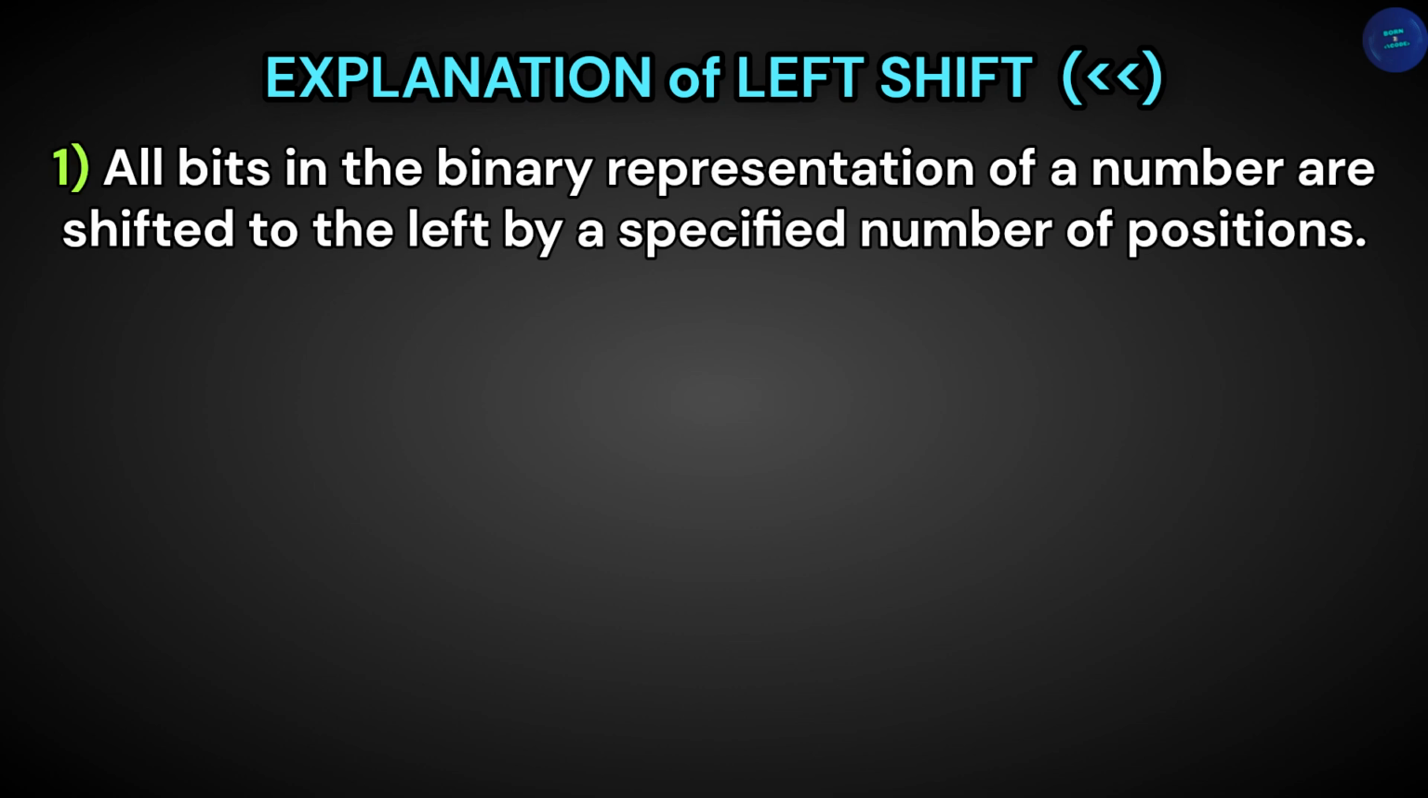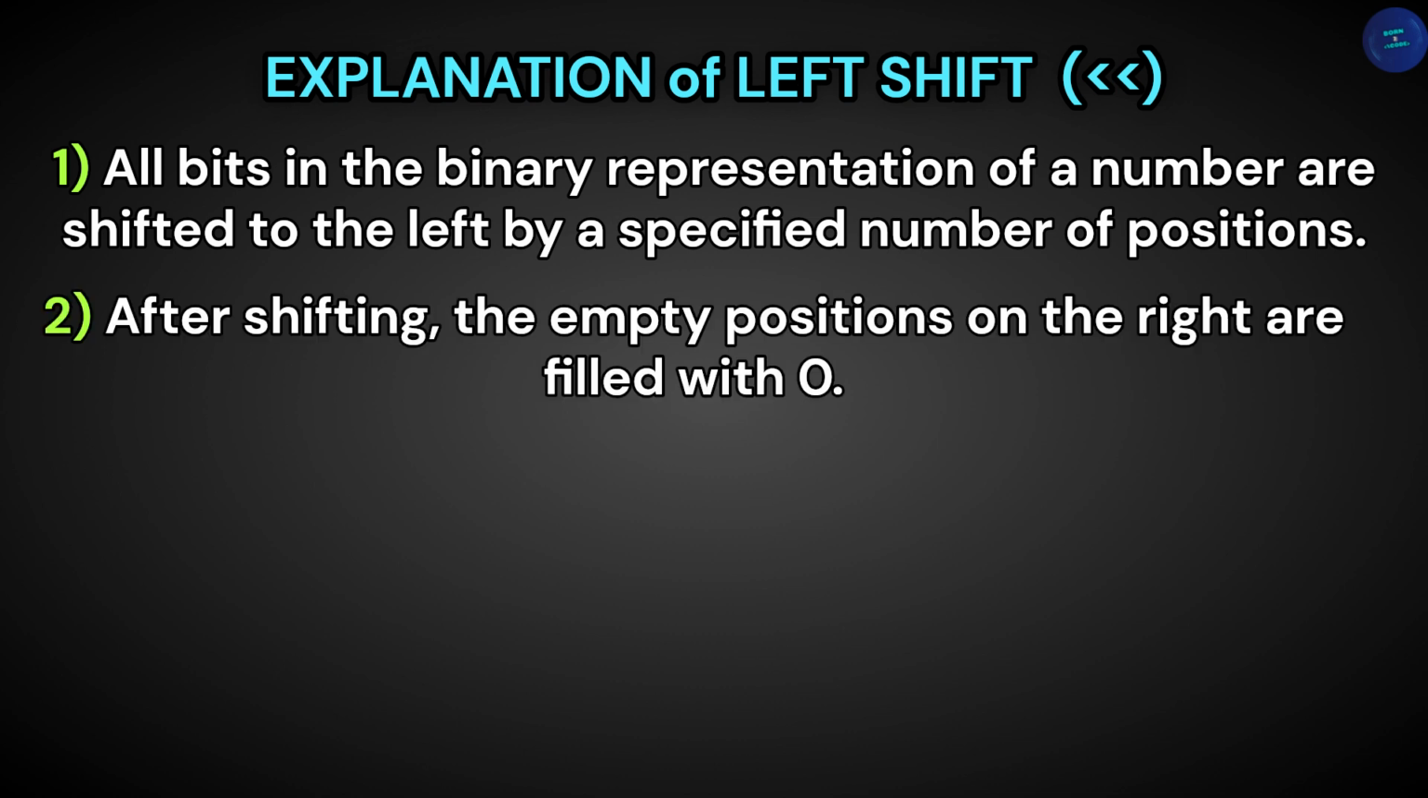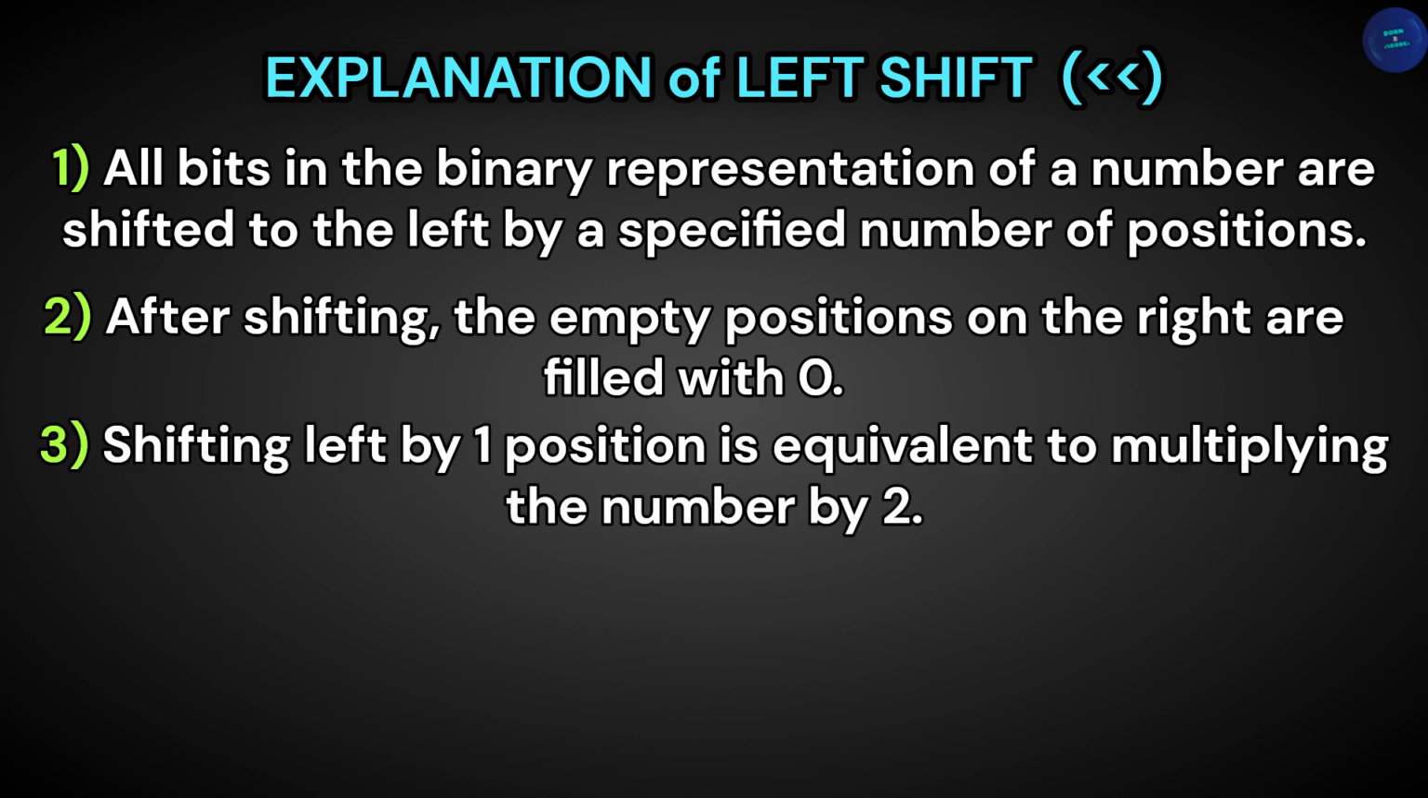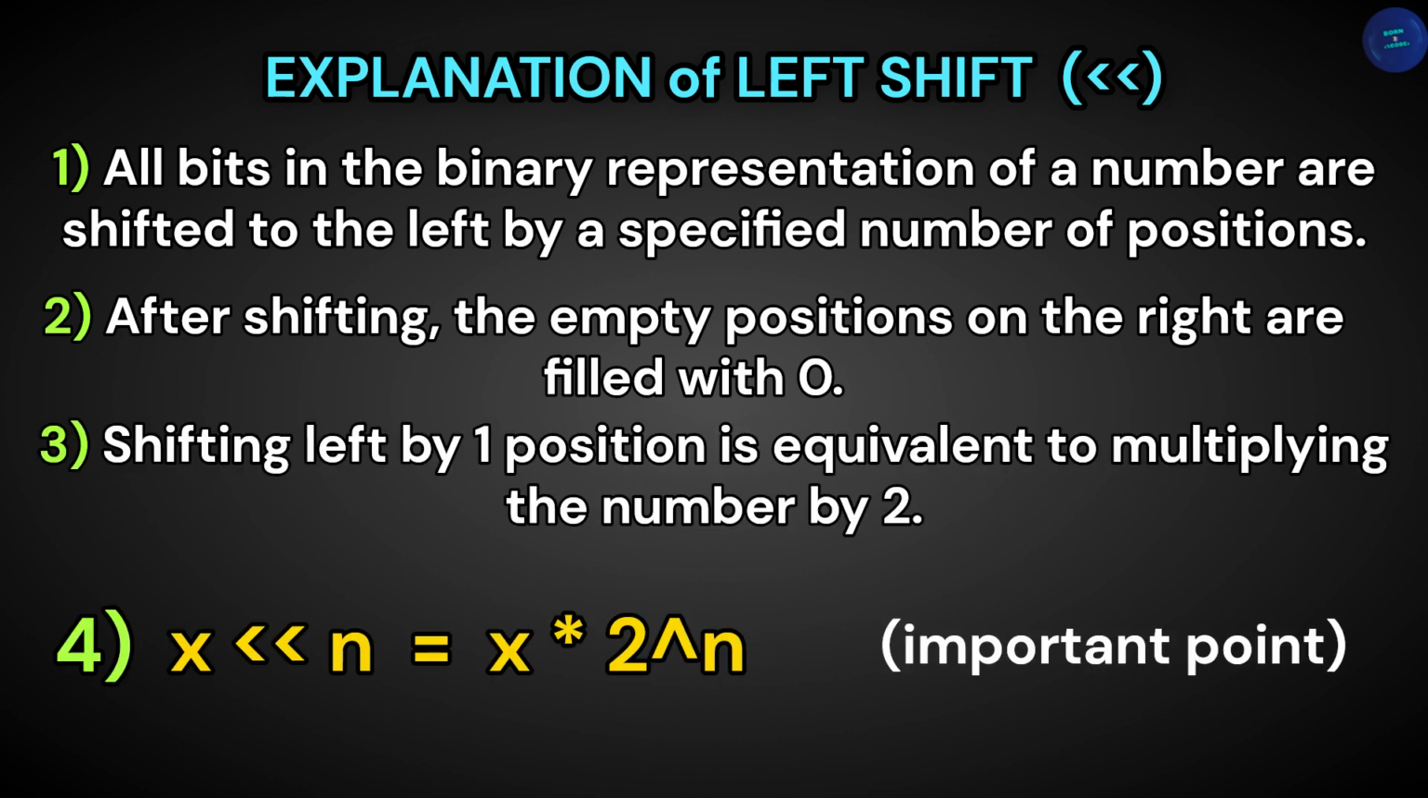All bits in the binary representation of a number are shifted to the left by the specified number of positions. After shifting, the empty positions on the right are filled with 0. Shifting left by 1 position is equivalent to multiplying the number by 2. Shifting left by n positions is equivalent to multiplying the number by 2 to the power n.